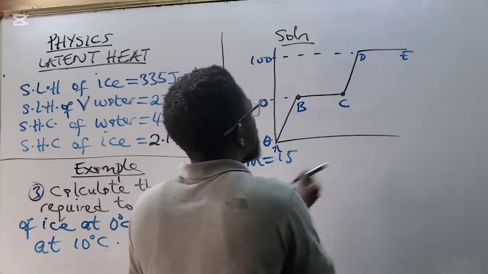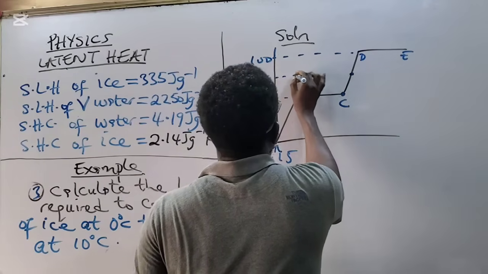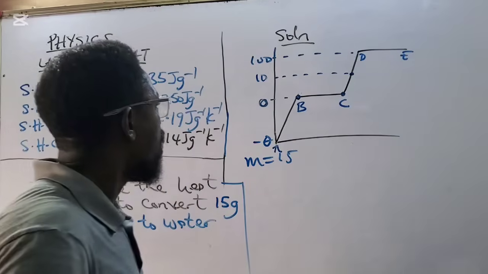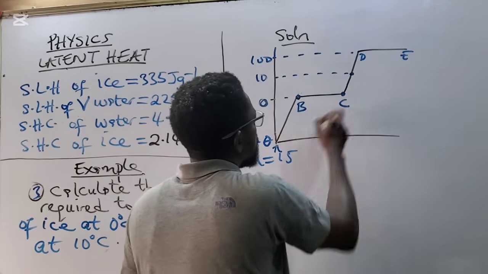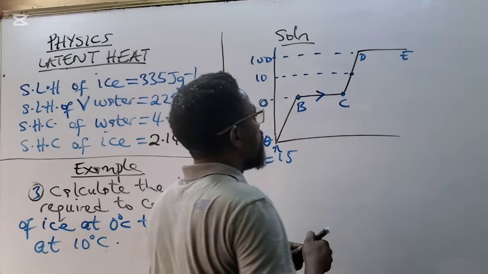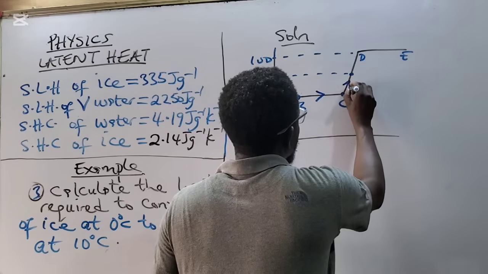So I can pick any point here. Let's say this point here. Let me call that point 10. So now what I need to do is move from here to this point. That's the first calculation I'll do. Then I'll move from here, point C, to this point. That's the next calculation I'm going to do.